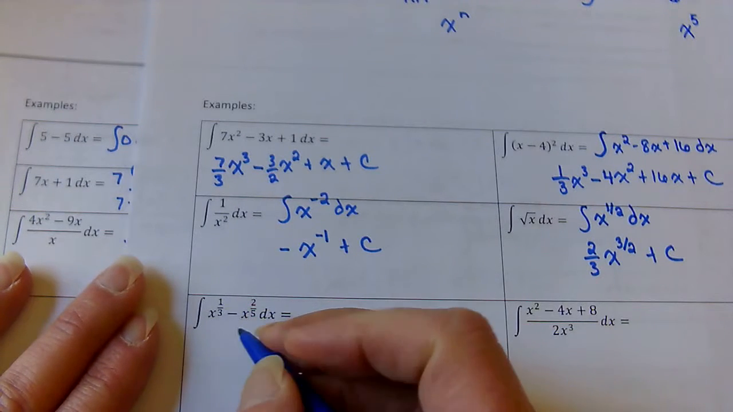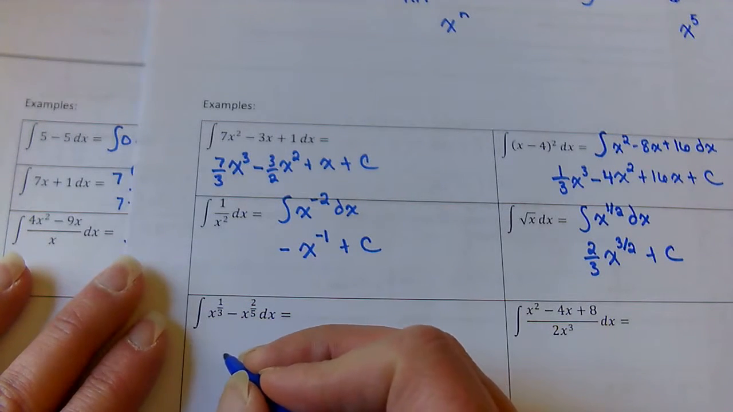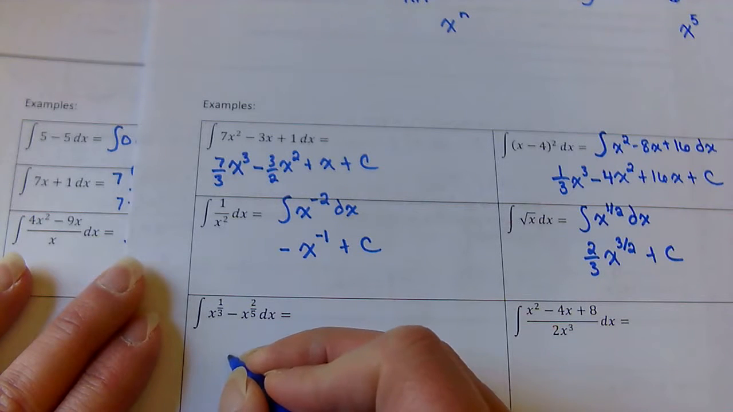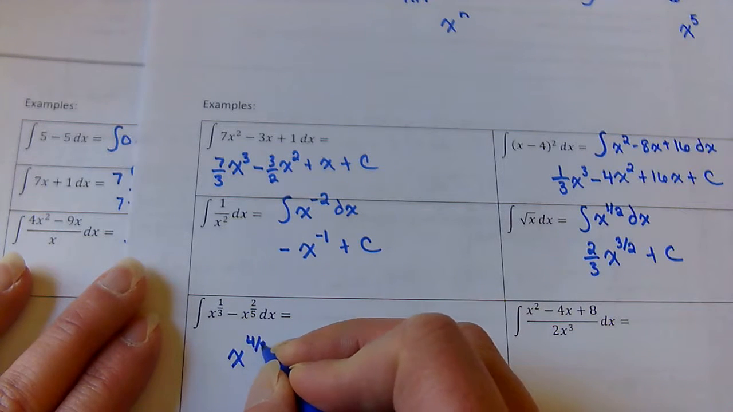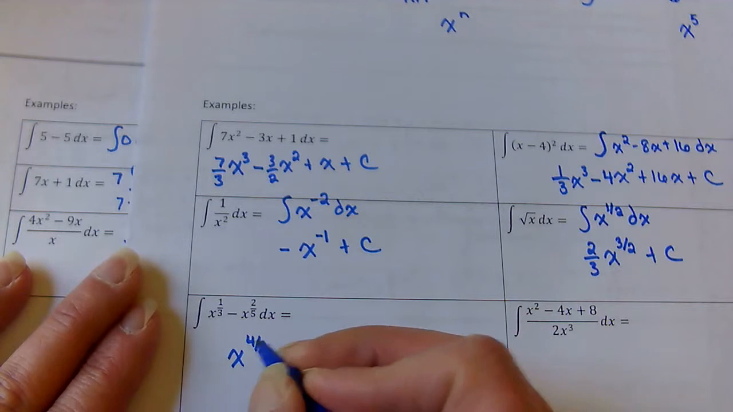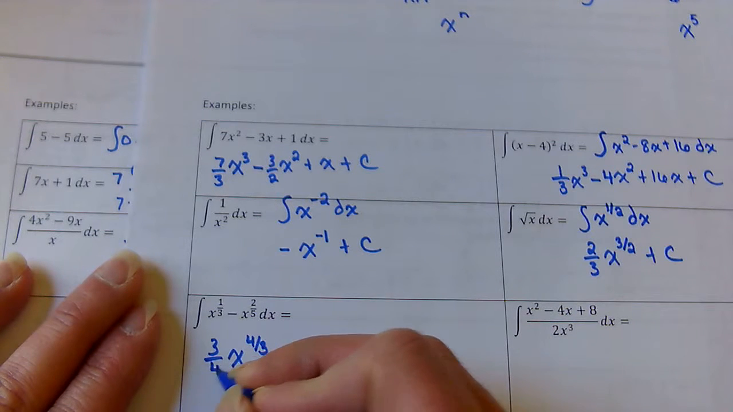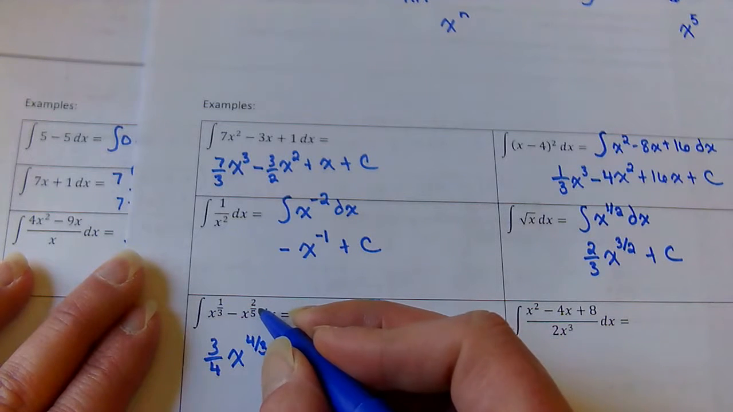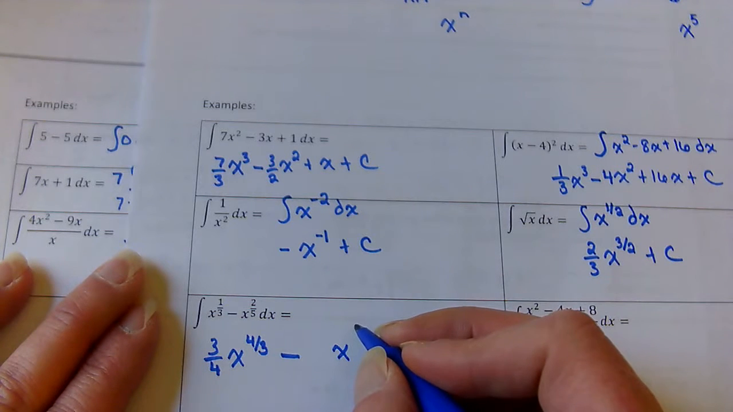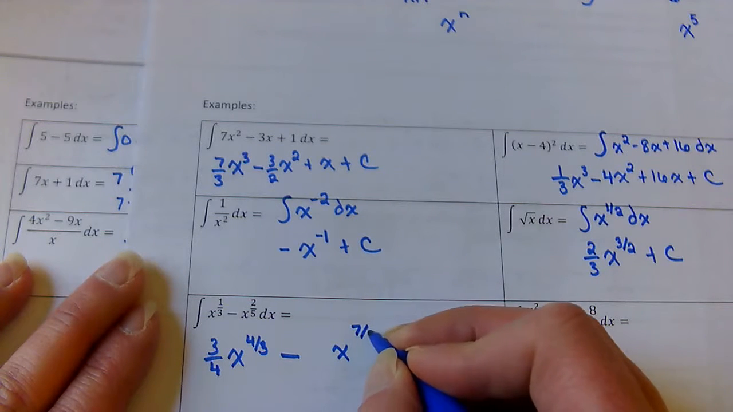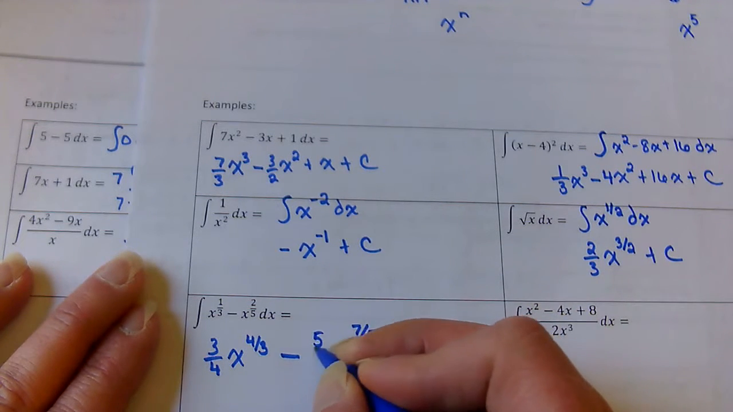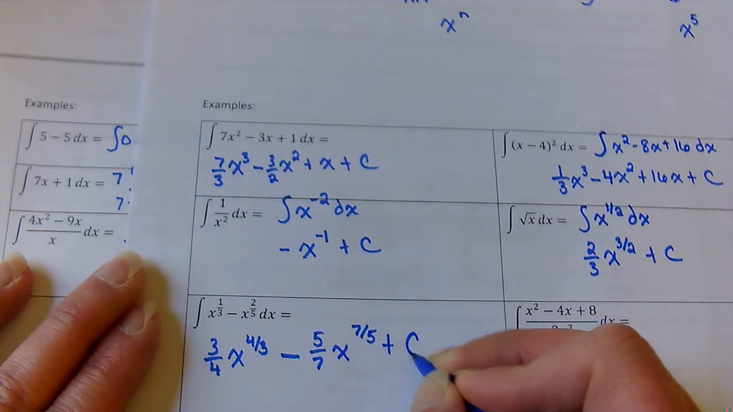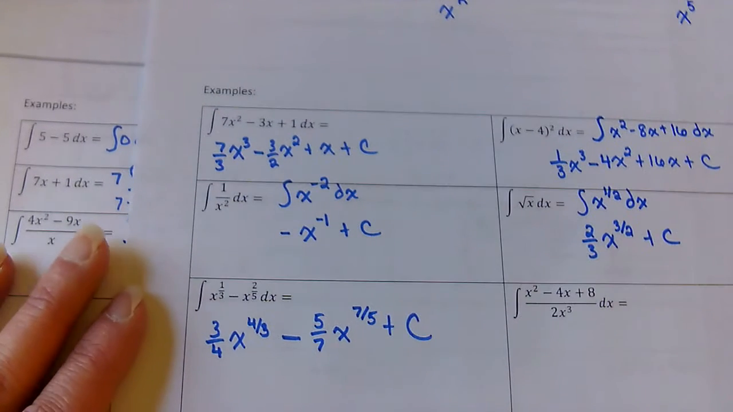X to the 1/3. If I add 1 to 1/3, that's going to be 4/3. Divide by the new exponent. Minus. Add 1 to the new exponent. If I add 1 to 2/5, that's going to be 7/5. Divide by the new exponent. Don't forget plus c. Double check.